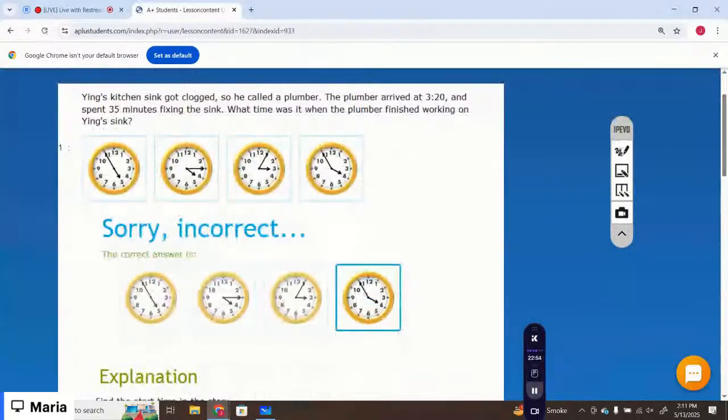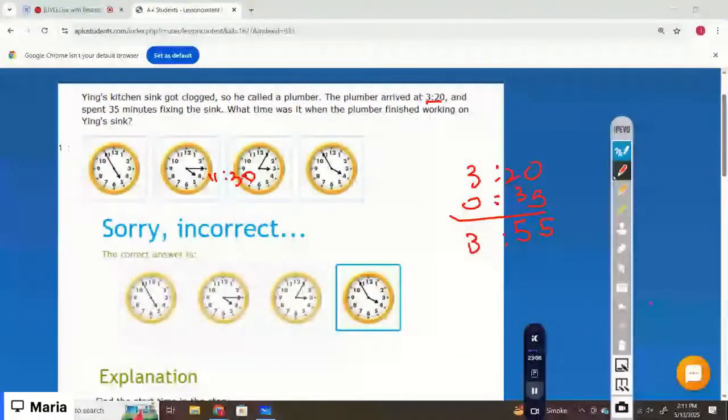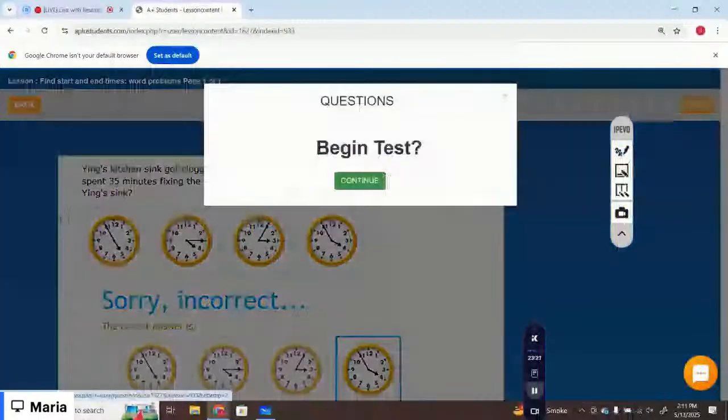So you need to add 35 minutes to 3:20, right? Just add 35 minutes. 0 plus 5 is 5, 3 plus 2 is 5, so 3:55. Got it? So option 1, 2, 3, 4. The fourth one shows 3:55. Let's start with the test questions.